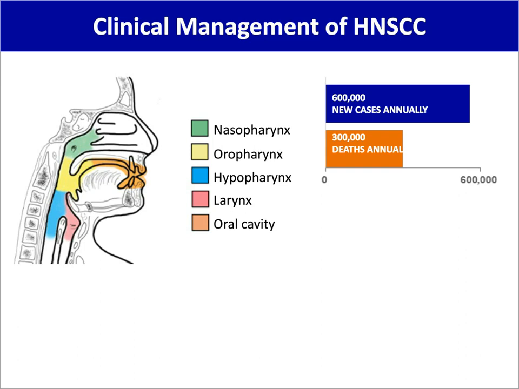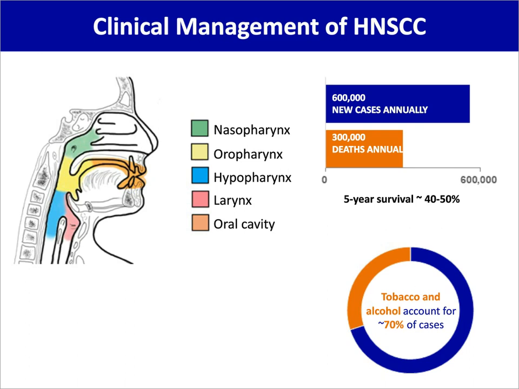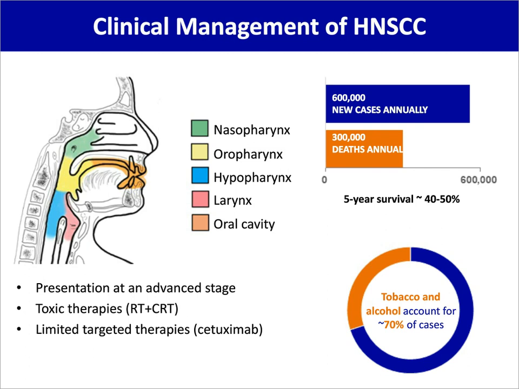On average, the five-year survival rate of head and neck cancers is 40 to 50%, and the major risk factors for developing head and neck cancers are smoking and alcohol consumption. Although for nasopharynx and oropharynx, infection with certain viruses such as Epstein-Barr virus or HPV are critical risk factors. Head and neck cancers are generally treated with surgery, radiation therapy, or chemoradiation therapy, or combinations thereof. And due to the delicate anatomic locations of these cancers, this can have significant negative side effects on the quality of life of these patients.